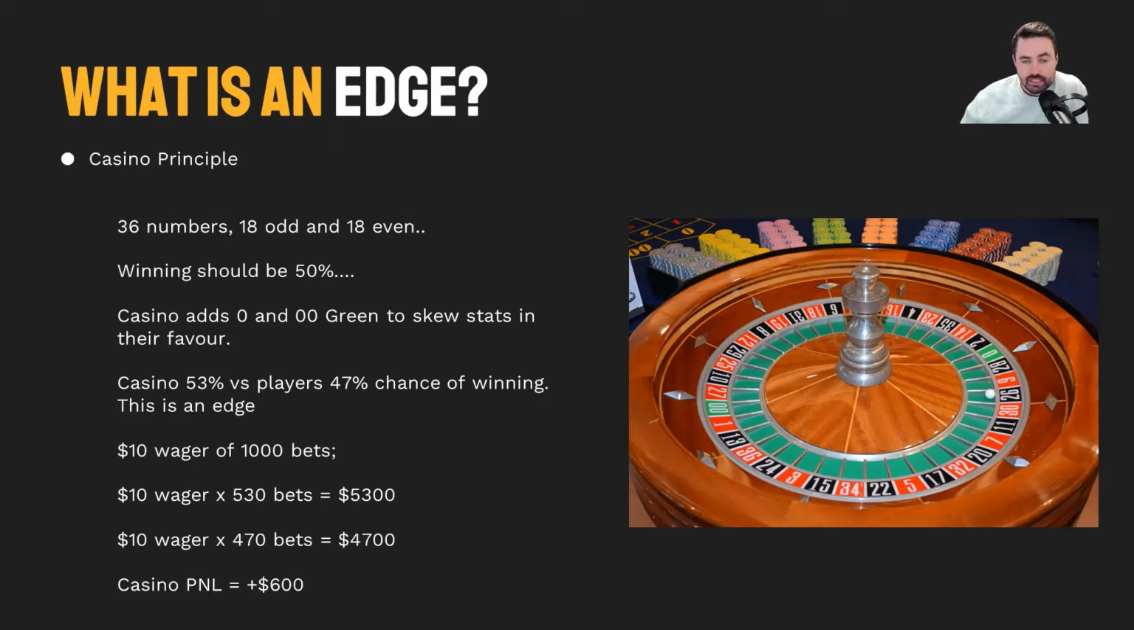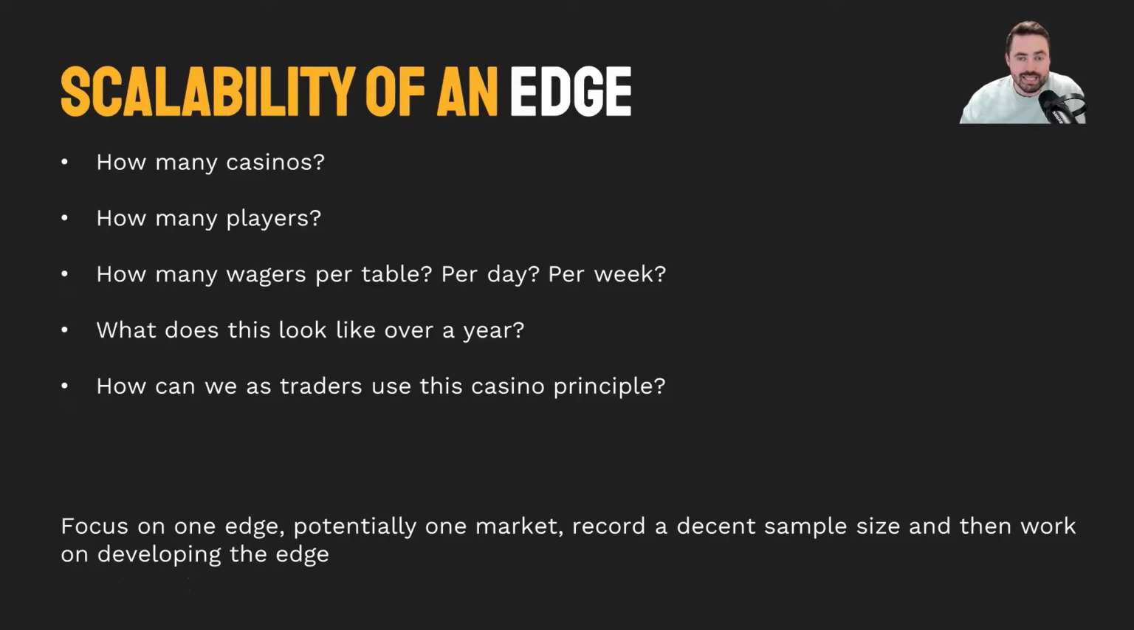Okay, so the casino is going to win 530 of those. So that means they make 5,300 if those wagers are $10, and for this example, they are. The gamblers would win 470 of those bets. So the casino knows that it has lost 470 times of those $10 wagers. But that means the gamblers make 4,700. Okay. What is the casino P&L of that? It's plus 600.